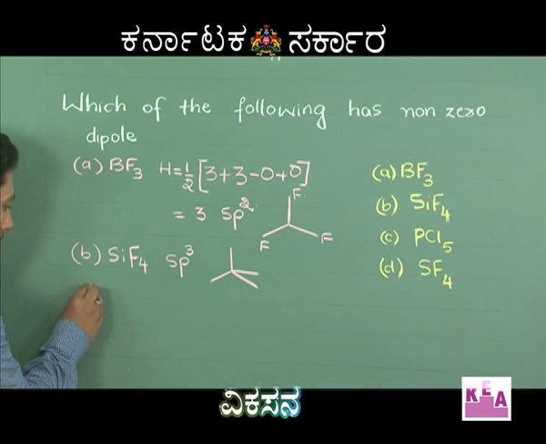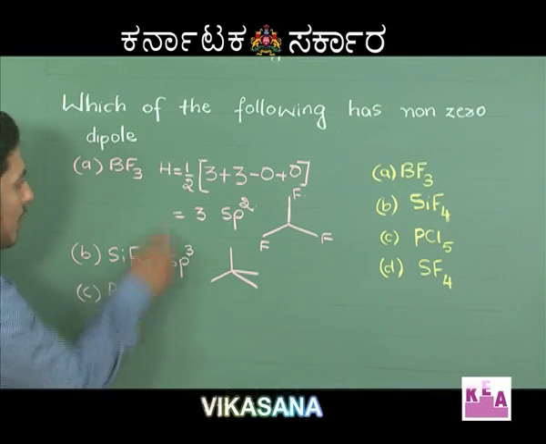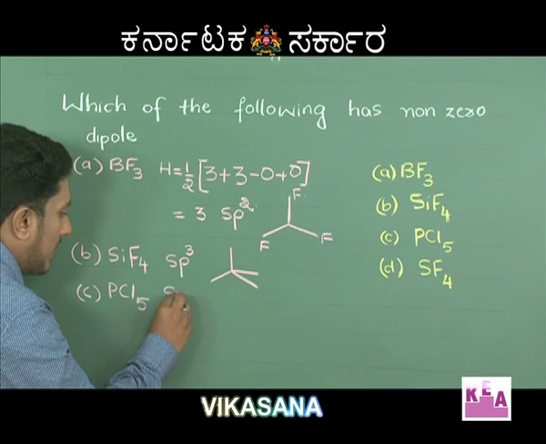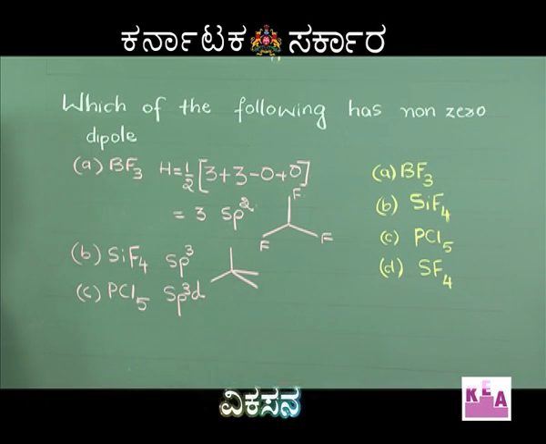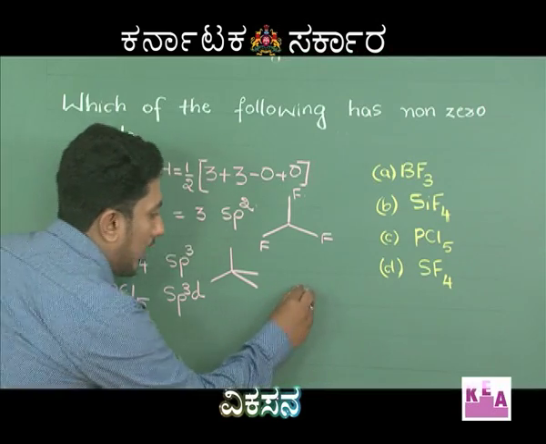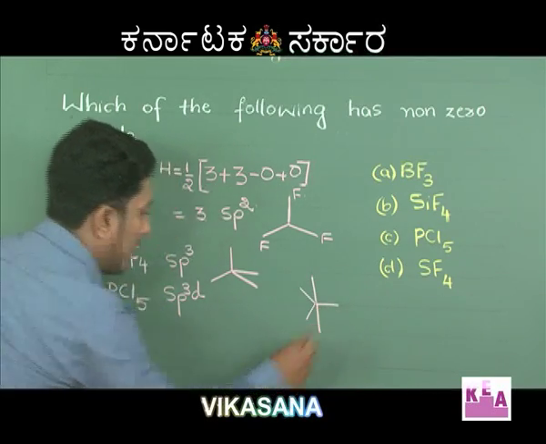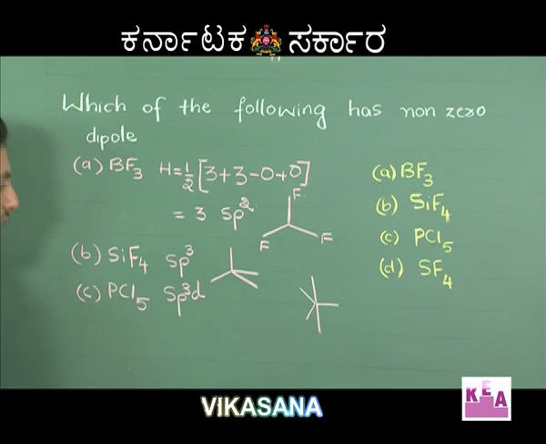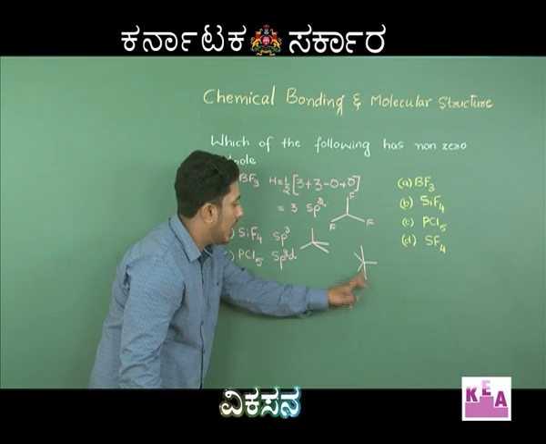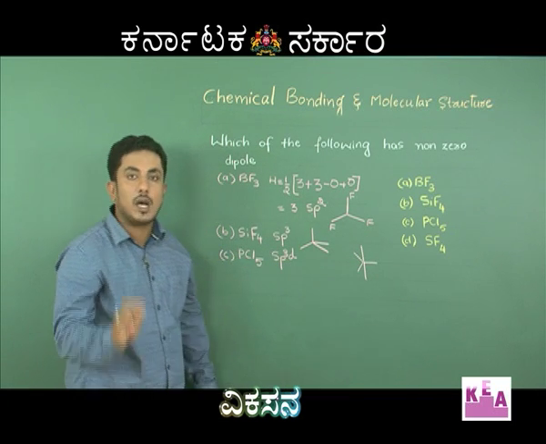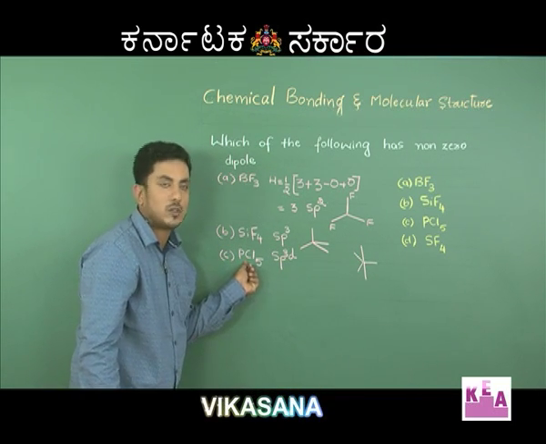If you check option C, that is PCl5, and find the hybridization by using the same formula, the hybridization of PCl5 is sp3d. If the hybridization is sp3d, then the geometry will be trigonal bipyramidal. Phosphorus is linked to 5 chlorine. That means all the 5 positions will be occupied by chlorine. Hence, PCl5 also has a regular shape. Therefore, the dipole moment of PCl5 is also 0.